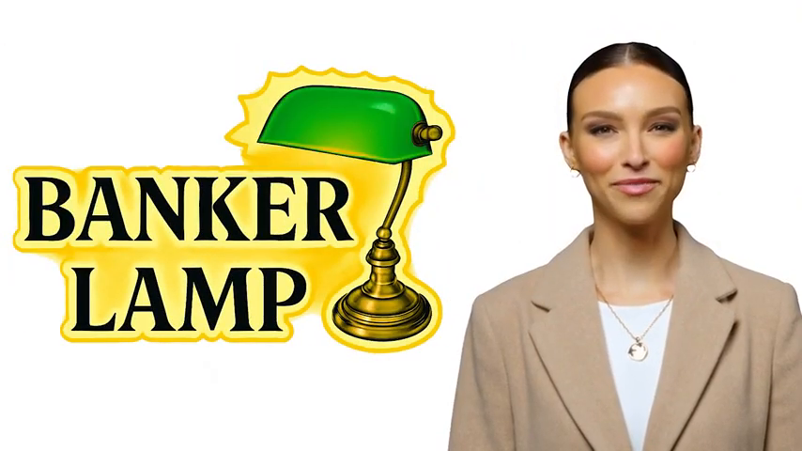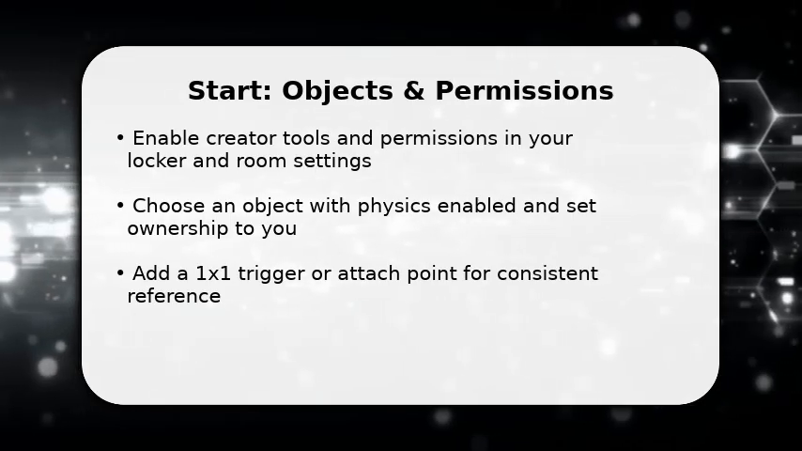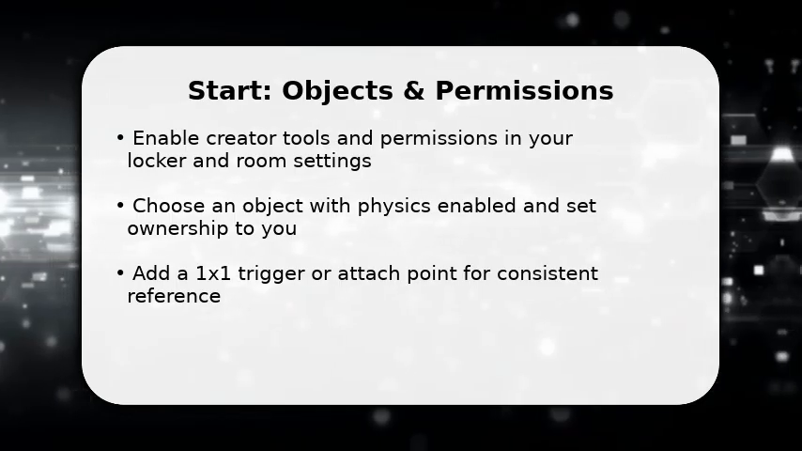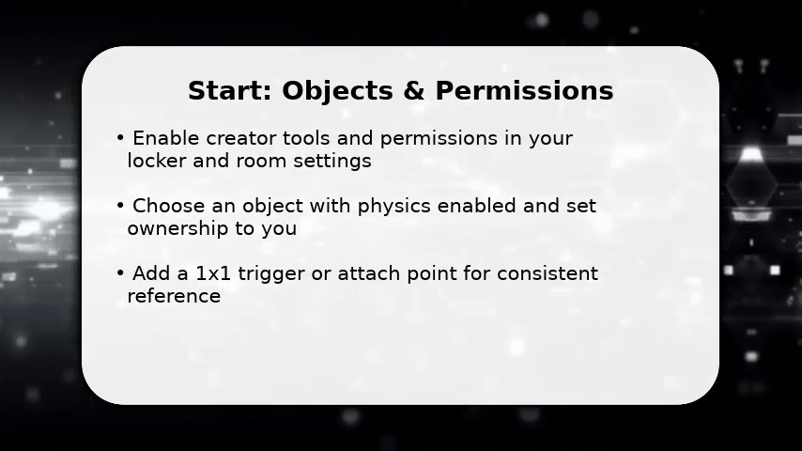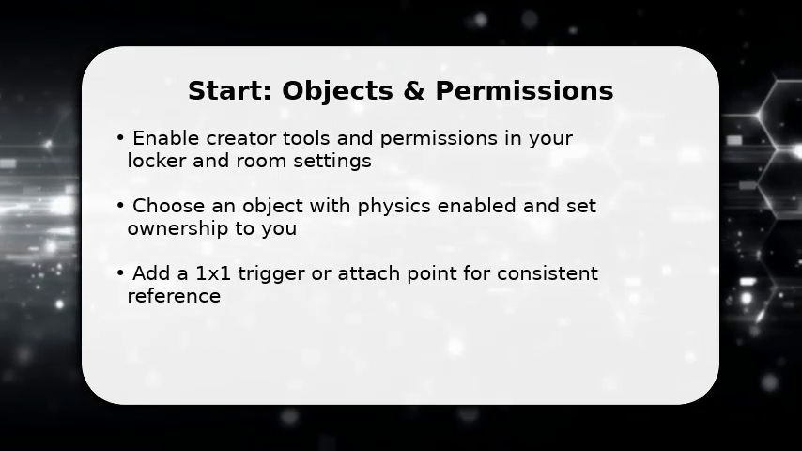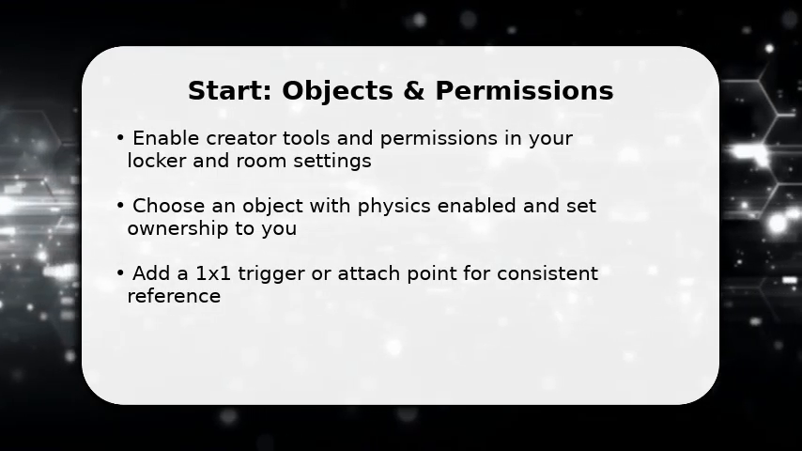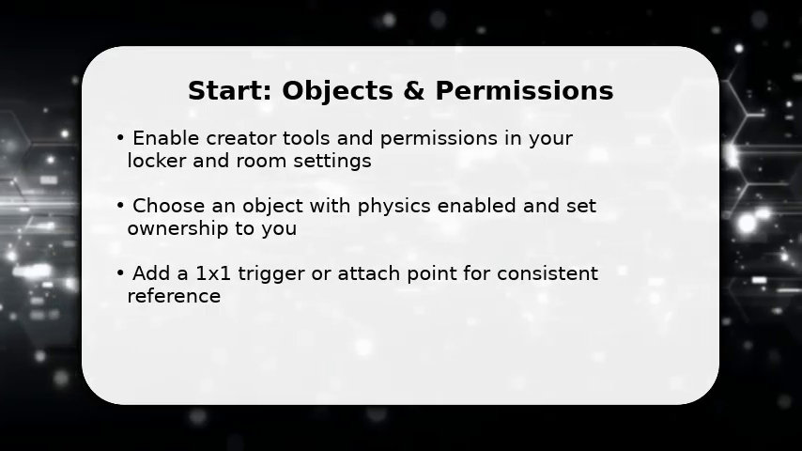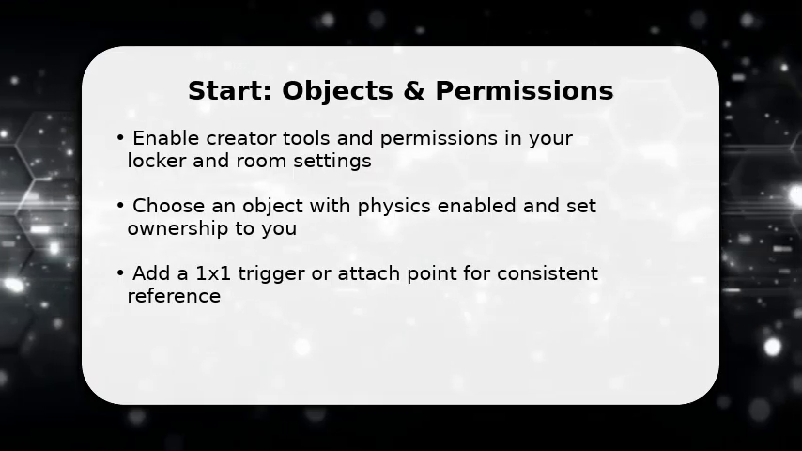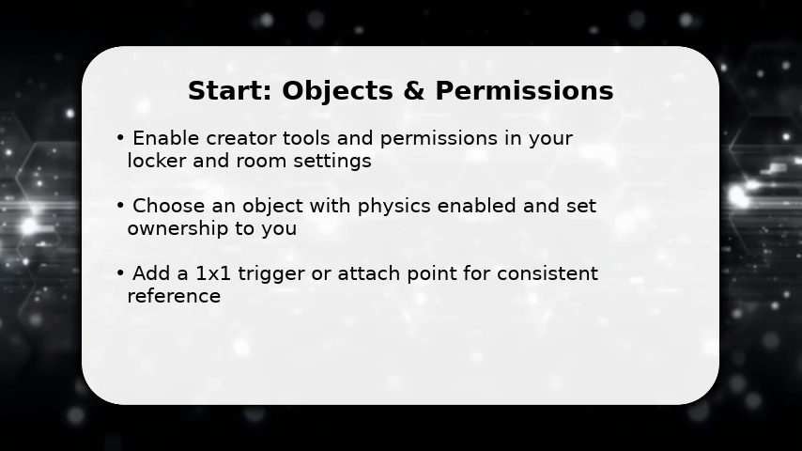Please enjoy the video. You start by preparing objects and permissions so you can control them reliably. First, make sure Creator Tools are enabled and you have edit rights for the room. This prevents access errors. Next, pick an object with physics or a grabbable flag and assign ownership to yourself so scripts respond. Once done, add a small 1x1 trigger or attach point on the object to use as a consistent reference. These steps reduce variability and let you begin scripting the follow behavior immediately.